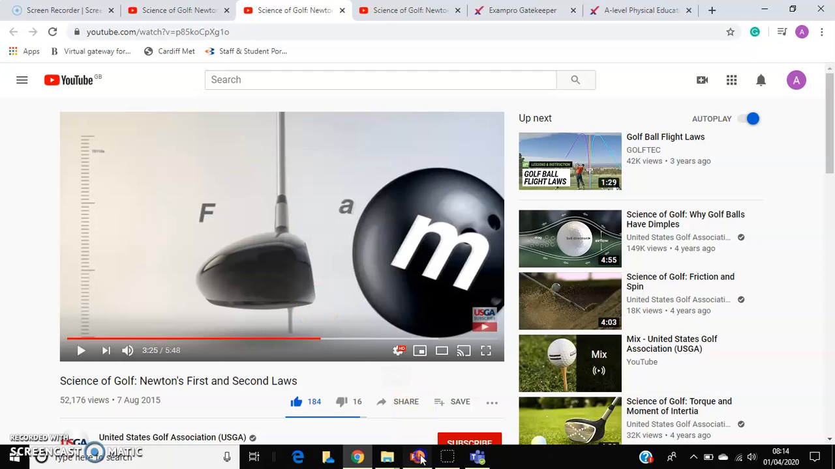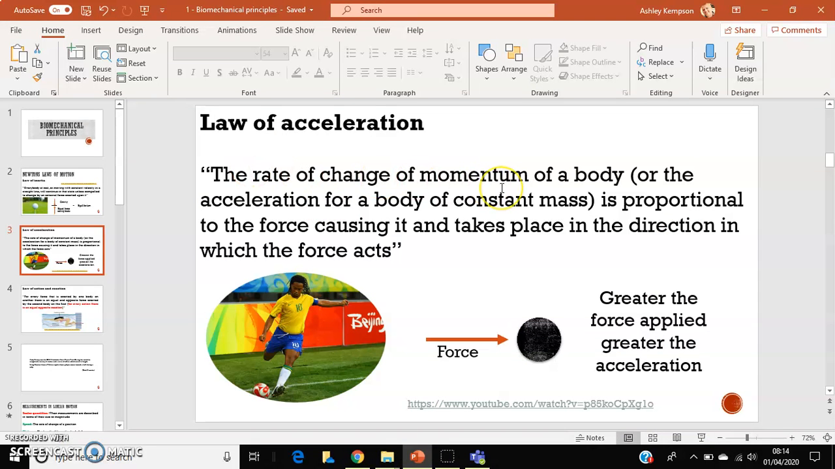Okay, so in terms of this, the rate of change of momentum is proportional to the force causing it and takes place in the direction of that force. If we think about different sports, if I were going to kick a ball, that could be a football or a rugby ball, we can even relate that to our tennis swing. The greater the force applied by the athlete through the racket, the faster that ball is going to accelerate, and it will do so in the direction in which the force acts.